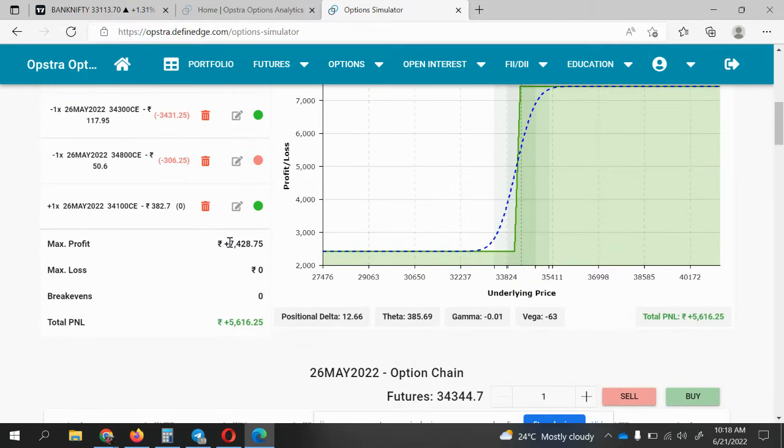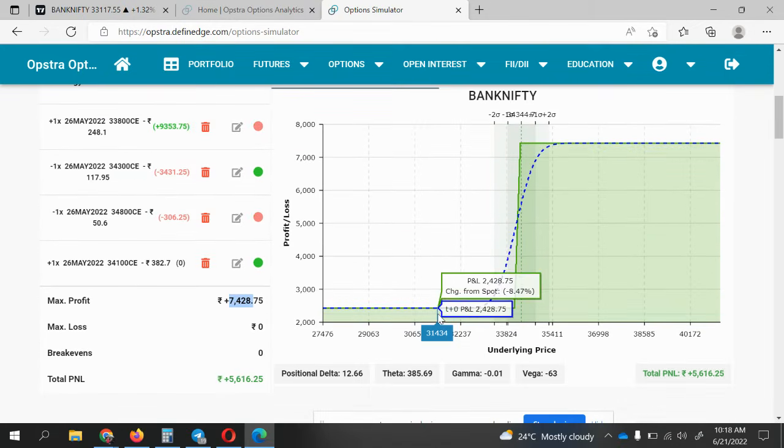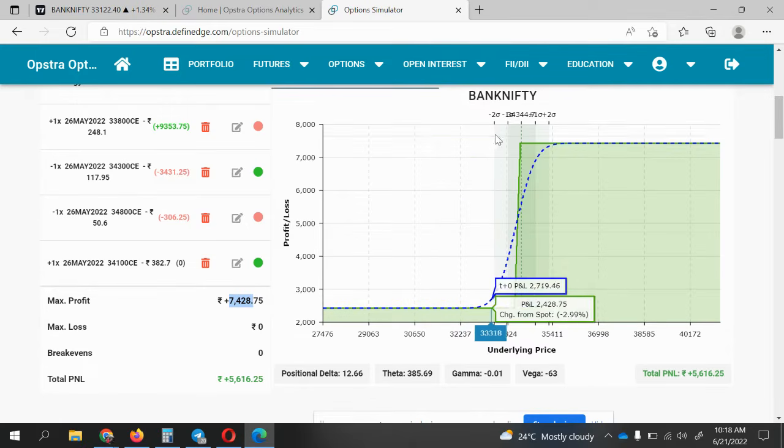We do not have any undefined loss now, right? On the upper side we are with a good profit, on the downside we are at a very good profit of 2428. So the trade has become green. Whenever we go for option strategies or any strategies, the moment you make your trade green, that will give you the power to hold the trade without getting into a panic situation.